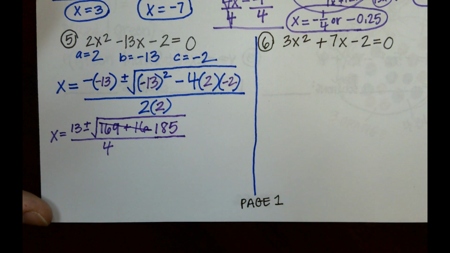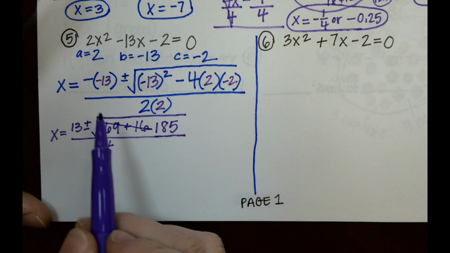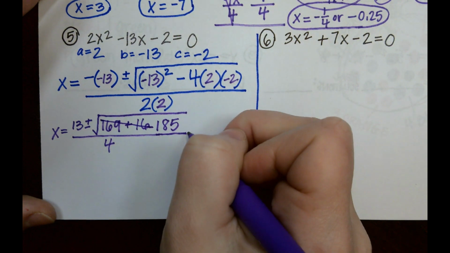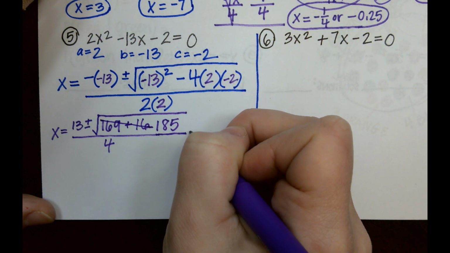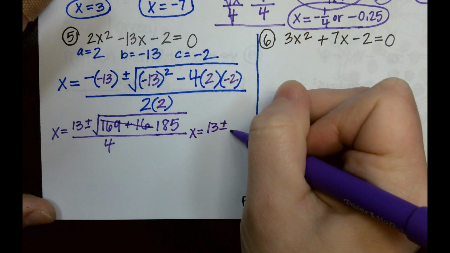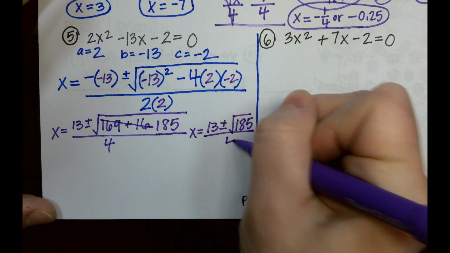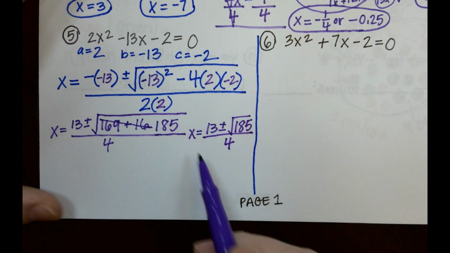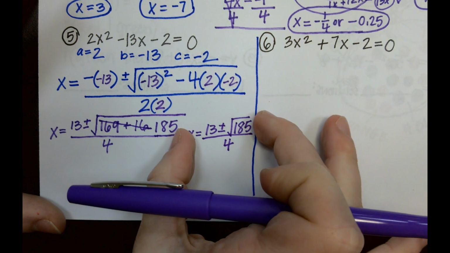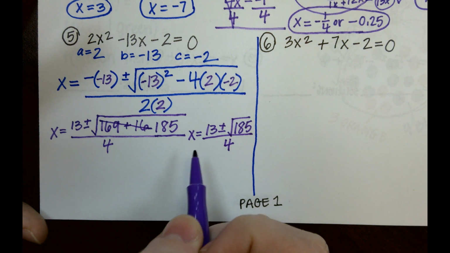Okay. And where do we go from here? You simplify down to 13 plus minus square root of 185 divided by 4. Yes. So let's just make it all nice and neat. I've got x equals 13 plus or minus the square root of 185 divided by 4. So here is our fully simplified equation, our formula being used. And now we do the fun part.